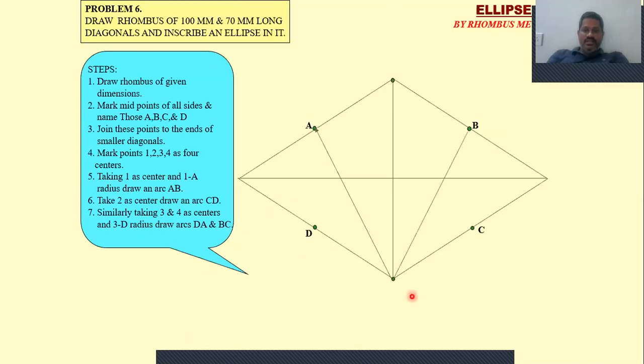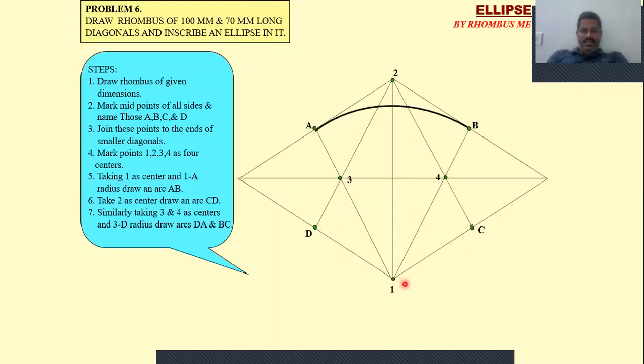Join the points like this. Then you will get the points 1, 2, 3, and 4. You will get the shape like this, and mark these points as 1, 2, 3, 4.